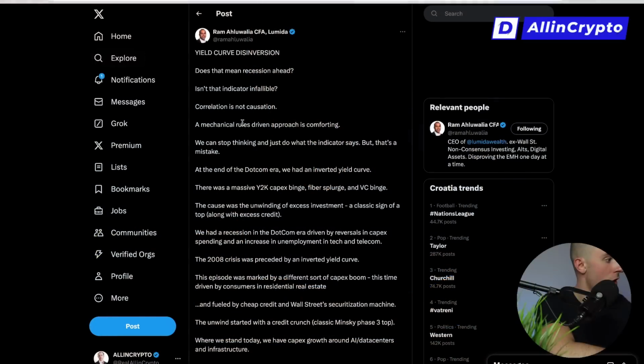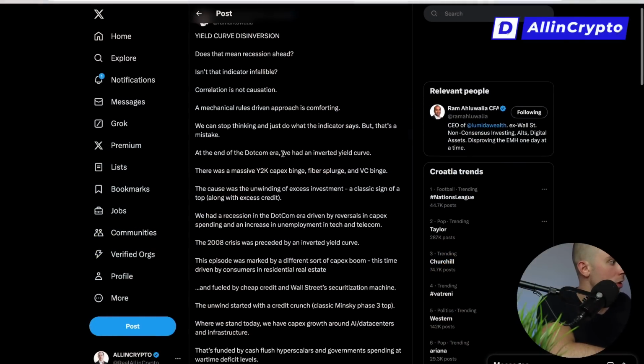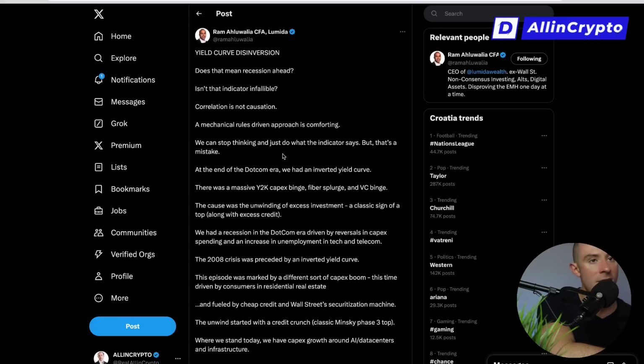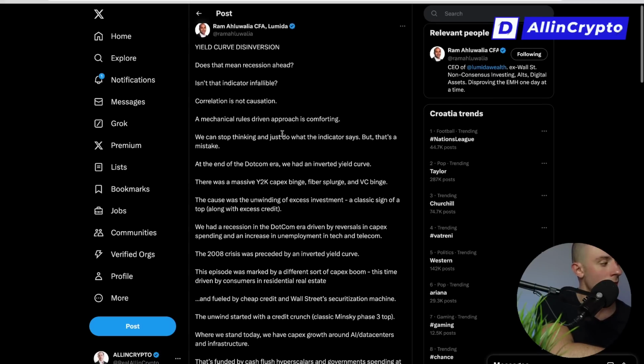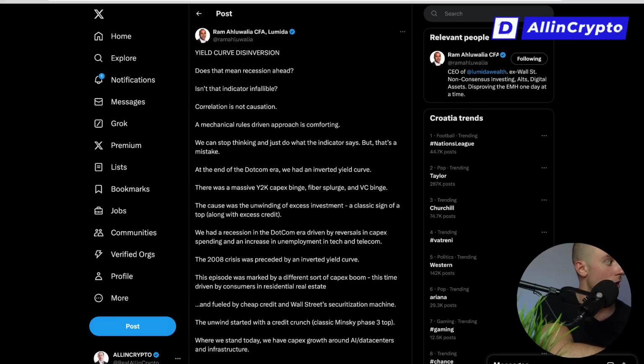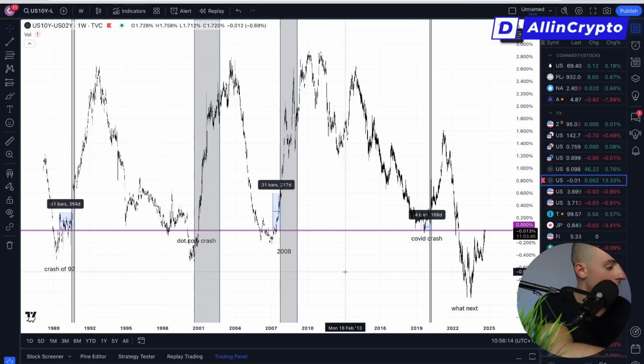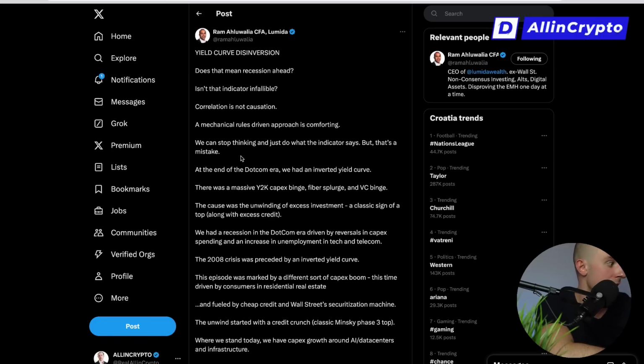I just want to dive over to a very quick tape here from Ram, who was an ex-Wall Street individual. Yield curve disinversion. So uninversion is the term we use, he's using disinversion. Does that mean a recession ahead? Isn't that indicator infallible, meaning it's got a very good degree of accuracy, which we can see here. Again, always got to be careful with saying this time is different.